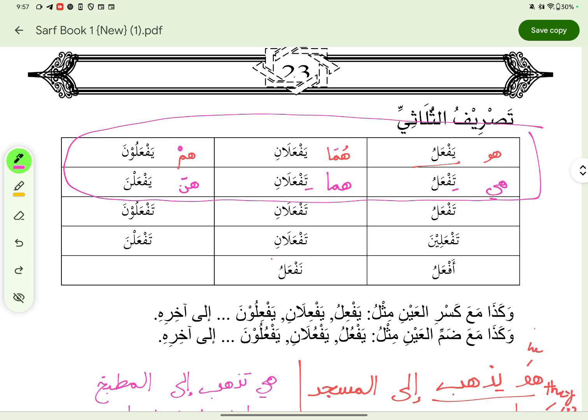صلى. Yeah, do صلى. هو يصلي. هما يصليان. هم يصلون. هي تصلي. هما تصليان. هن يصلين. نعم. Alright, أحسنت.